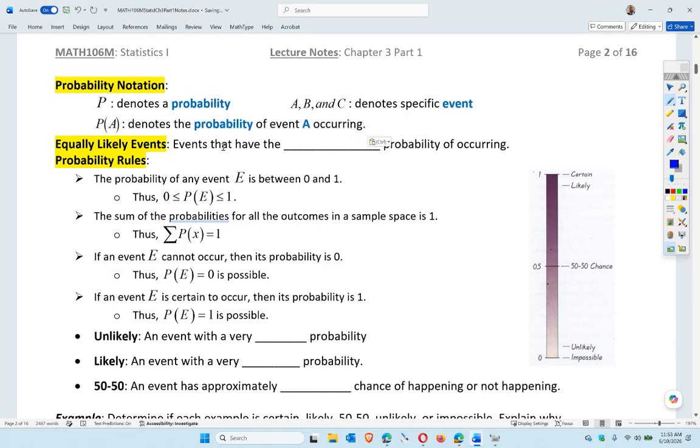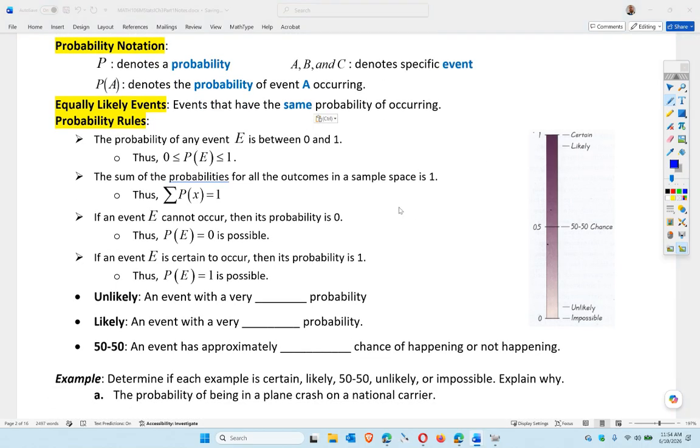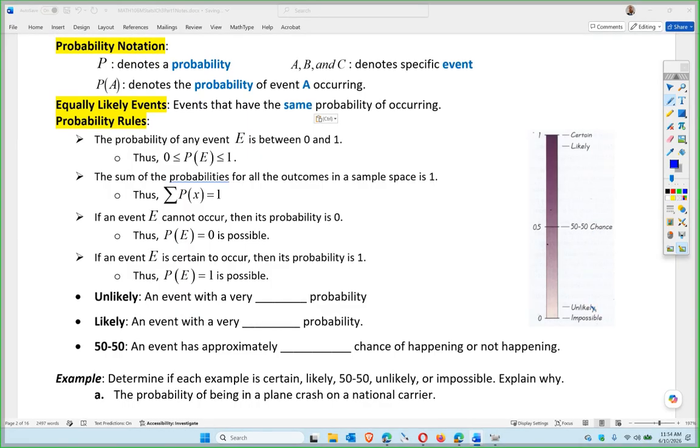Okay. Equally likely events are basically the ones that have the same or equal probability of happening, right? Some standardized vocabulary words: certain, likely, 50-50, unlikely, and impossible. First off, all probabilities must be between 0 and 1 inclusively. You can't be more than 100% or less than 0. It's not possible. The sum of all of the probabilities must add up to 1. 0 is certainly possible and 1 is certainly possible.